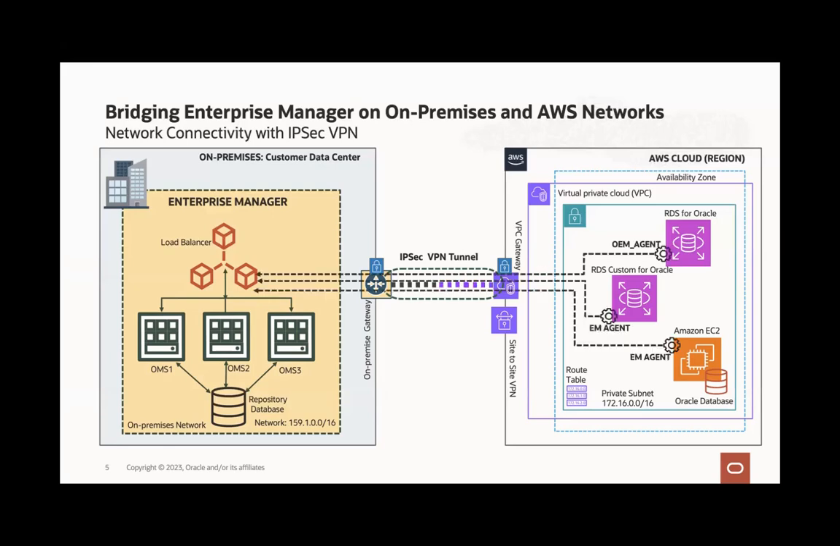So here we have the agents deployed across RDS for Oracle, RDS Custom for Oracle, and on Amazon EC2 instance. So all the agents securely connect to the on-premise Enterprise Manager through this secure VPN tunnel. So at a high level, this is the network topology in order to bridge the network between your on-premise and AWS cloud.